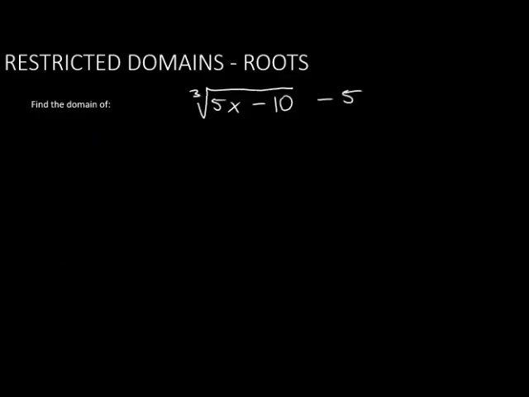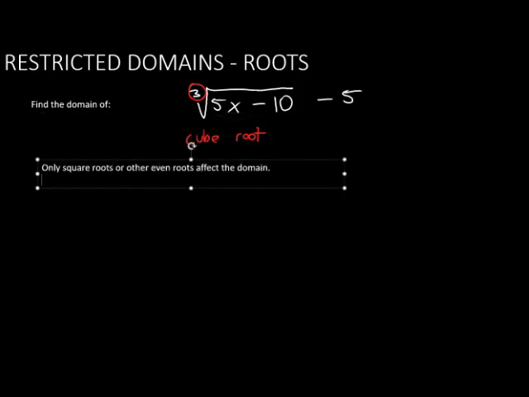One variation on this problem that you may see is a root with a 3 above it, meaning this is a cube root. However, cube roots are completely unrestricted and will not affect the domain. Only square roots or other even roots will affect the domain. Odd roots will never affect the domain, so if you see a 3rd root, 5th root, or 7th root, or so on, that will have no effect on the domain and will not restrict it.